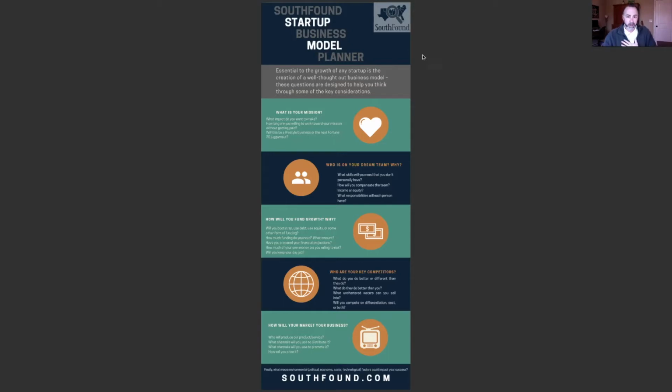So starting here at the top, the idea is just to have a well thought out business model and answer these types of questions before you get too far along, so that you have started to design how this business is going to come together. And the first thing I want you to think about here is, what is your mission? And the question I'm asking is, what impact do you want to make?